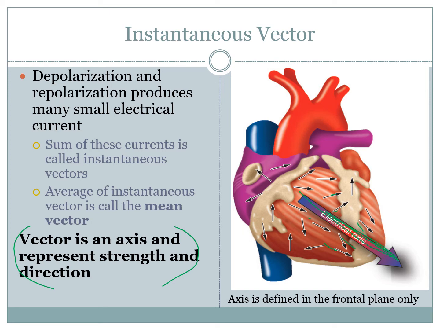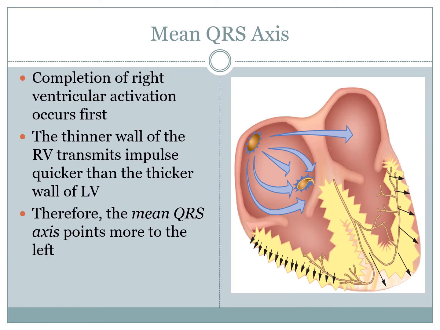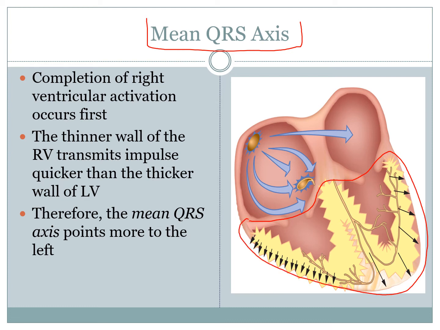Now, to make it a little bit more obvious, because I understand it can be quite confusing, when we talk about axis, we look at the QRS mean. Now, obviously the QRS represents the ventricle activity. So if we look at the ventricles themselves, we all know that there's differences between the right and the left ventricle. So minutely, but still importantly, the completion of the right ventricle is actually going to occur first, because the right ventricle impulses have to travel through a thinner wall compared to the left ventricle.